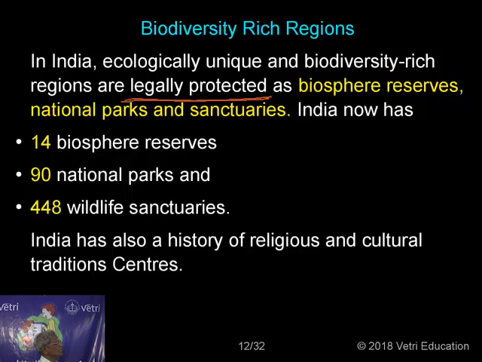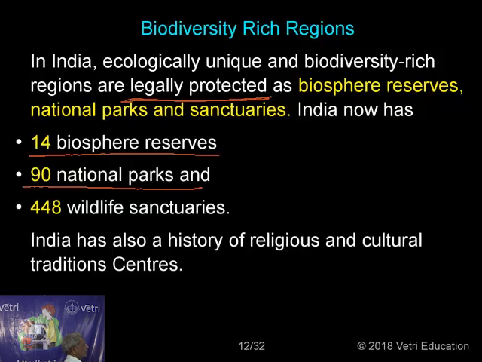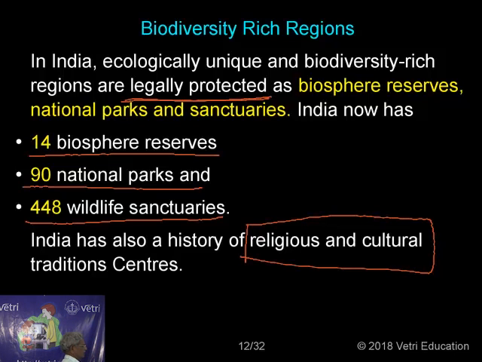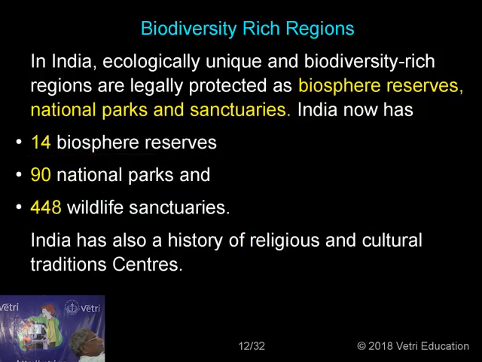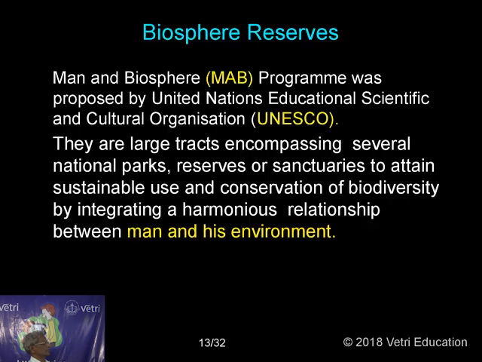So, these are legally protected areas, and these are divided into, as I told you, biosphere reserves, national parks and sanctuaries. India now has 14 biosphere reserves, 90 national parks and 448 wildlife sanctuaries. India also has a history of religious and cultural traditional centers. Okay, that's more important. Above all, there is a history of religious and cultural traditional centers. In addition to this, biosphere reserves.